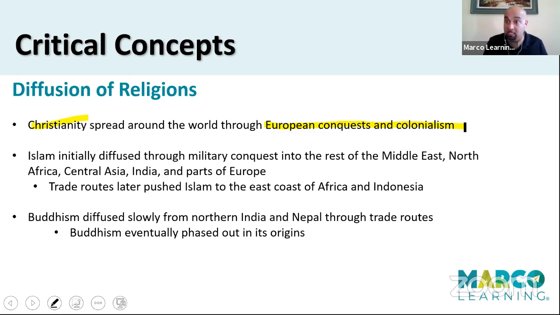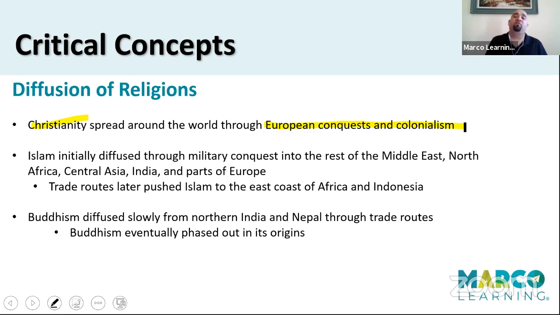But they really did want to go out and convert people towards Christianity, and not just towards Christianity, but to their type of Christianity. So for example, the British were spreading Protestant ideals. The Portuguese, Spanish, and French were spreading Catholic ideals. And you need to remember that. What branch of Christianity were they pushing forward as well?